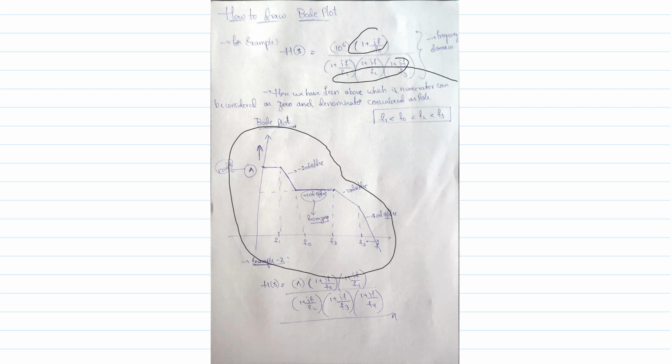Consider another example. H of s is equal to A into (1 plus jf by f0) into (1 plus jf by f1), divided by (1 plus jf by f2) into (1 plus jf by f3) into (1 plus jf by f4). Tell me, what are the zeros and poles? Okay, f0 and f1 are the zeros, very good, and f2, f3, f4 are the poles.